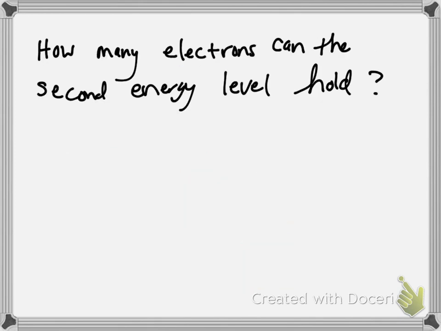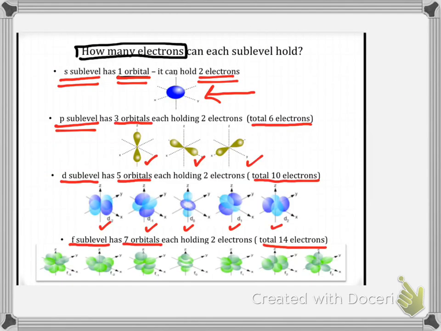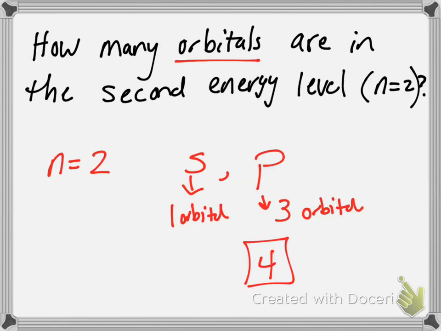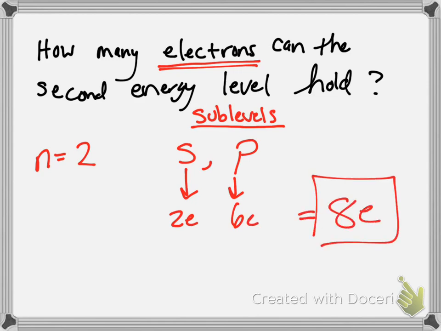Pause the video and try to answer this question. How many electrons can the second energy level hold? Energy level 2 has S and has P. These are the sub-levels. The S can hold how many electrons total? Go back to your notes here. S sub-level can hold 2 electrons. P sub-level can hold 6 electrons. Total, 8. The answer is 8 electrons.